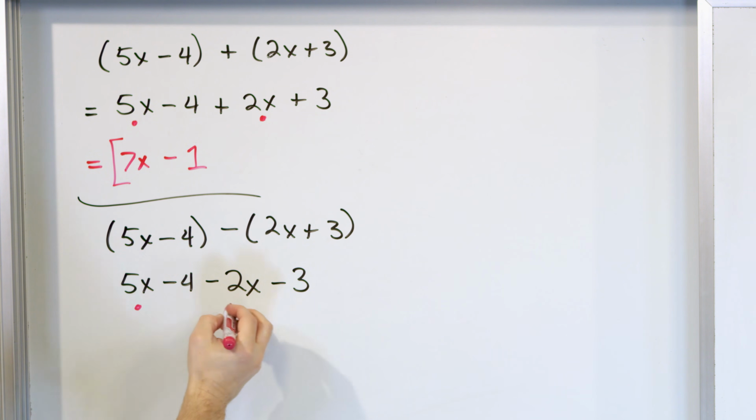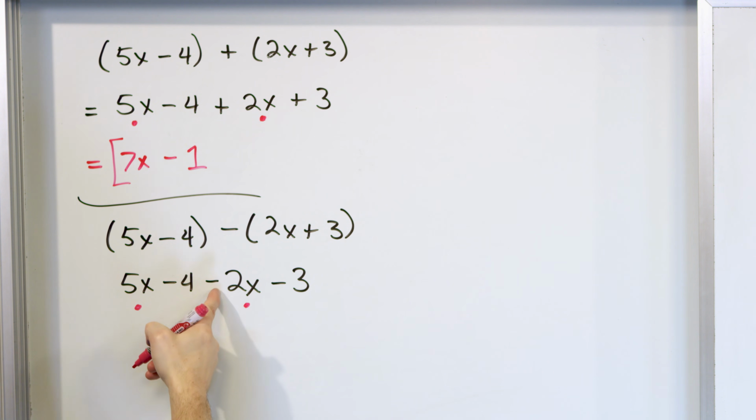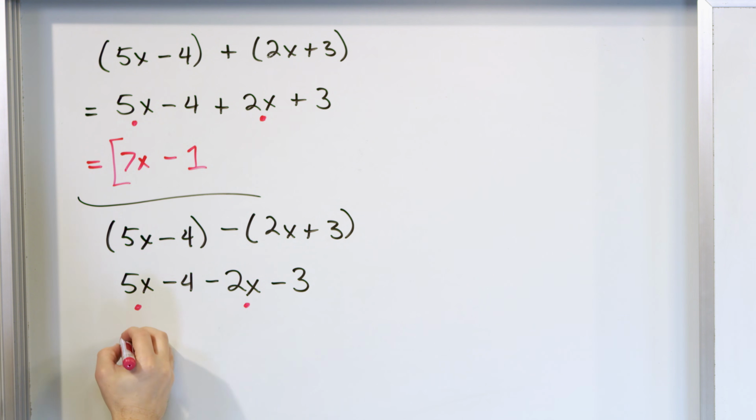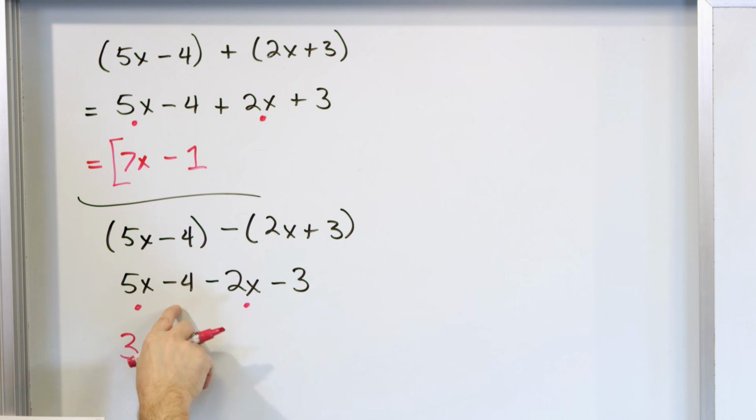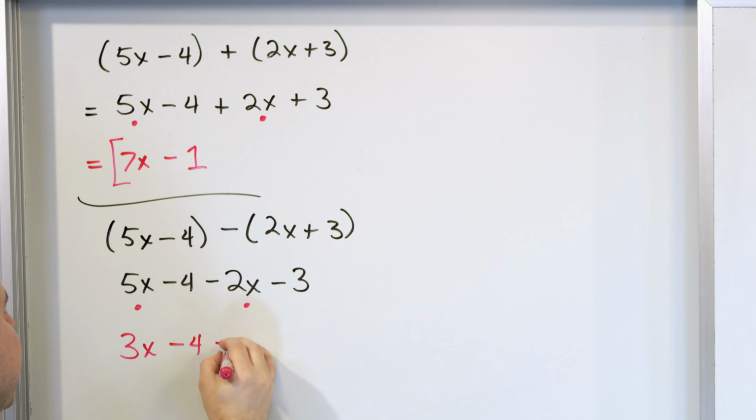I have an x term here and I have an x term here. It's 5 minus, don't forget the minus sign, minus 2, which is 3. 3 what? 3 x terms. So that deals with the first part. And then for clarity, I'm going to write the minus 4 here and the minus 3 here. I'm not going to do that until the next step, just to make it absolutely clear.